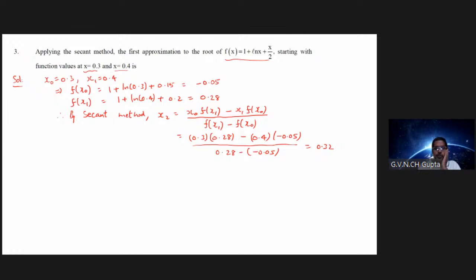Basic logarithm, 0.3, 0.4. Okay. So this is the first approximation to the root.